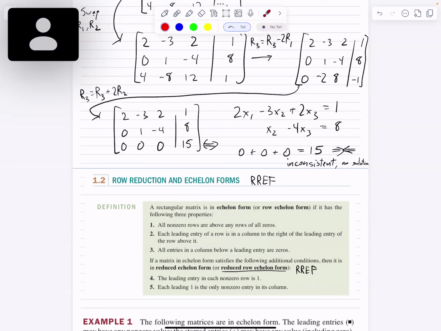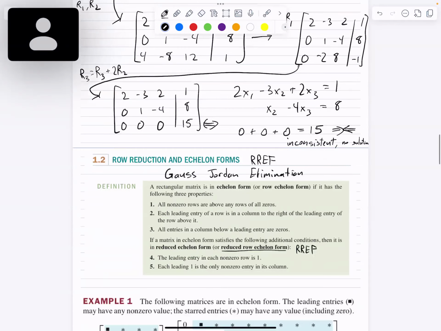Also, this process of reducing things down, a lot of people call this Gauss-Jordan elimination. This is a way of dealing with linear systems, and the way of eliminating variables is called Gauss-Jordan elimination.